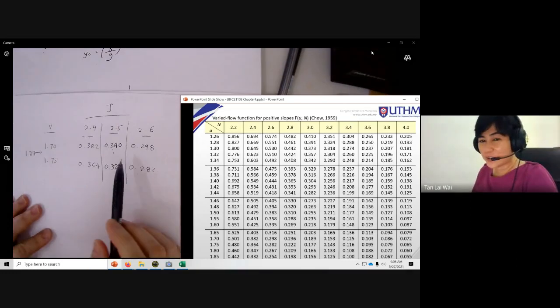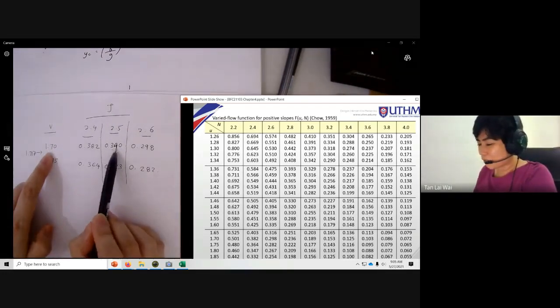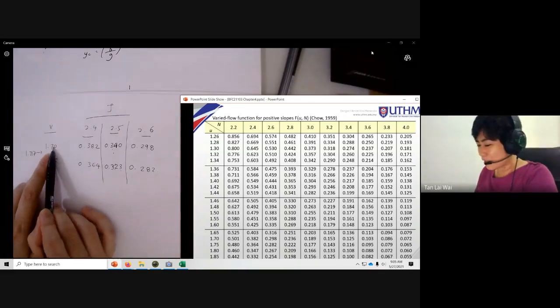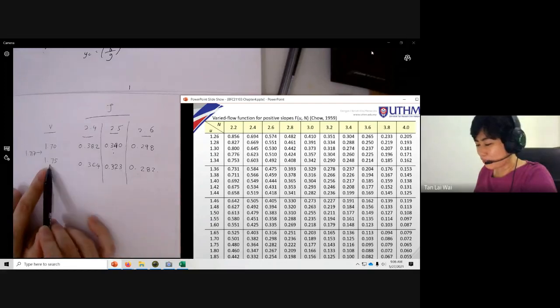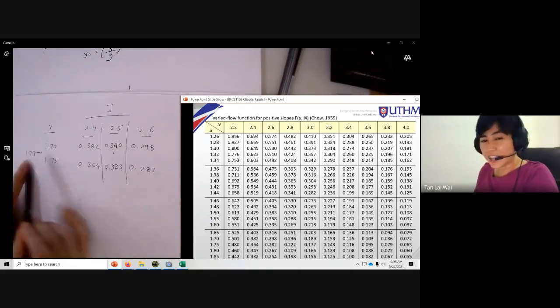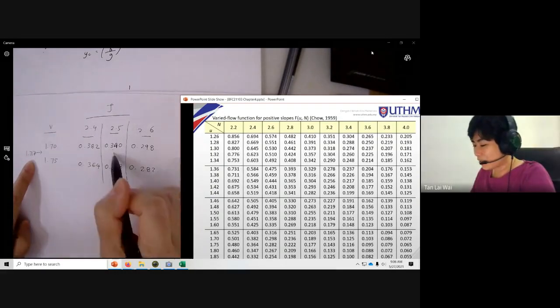Now, can you help me? This 0.34 is for when b equals 1.7. This 0.323 is when b is 1.75. Can you help me interpolate when b is 1.717? I need this value here.